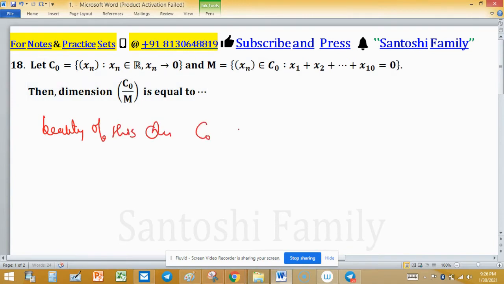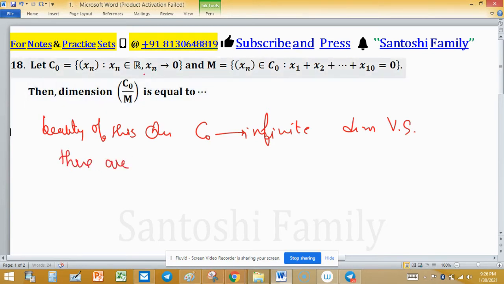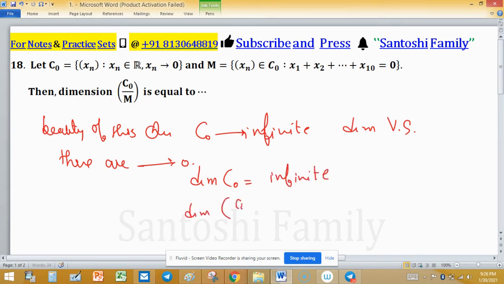First, the beauty of this question is that C naught is an infinite dimensional vector space. As you can see, there are infinitely many sequences which tend to 0, so there are infinitely many linearly independent sequences in C naught. So the dimension of C naught is infinite. Now this question is about the dimension of the quotient space C naught by M.